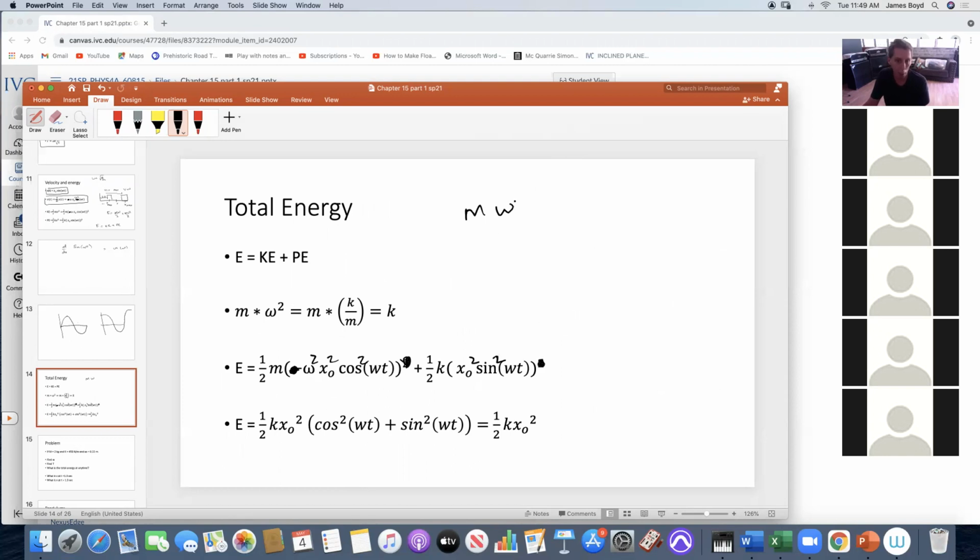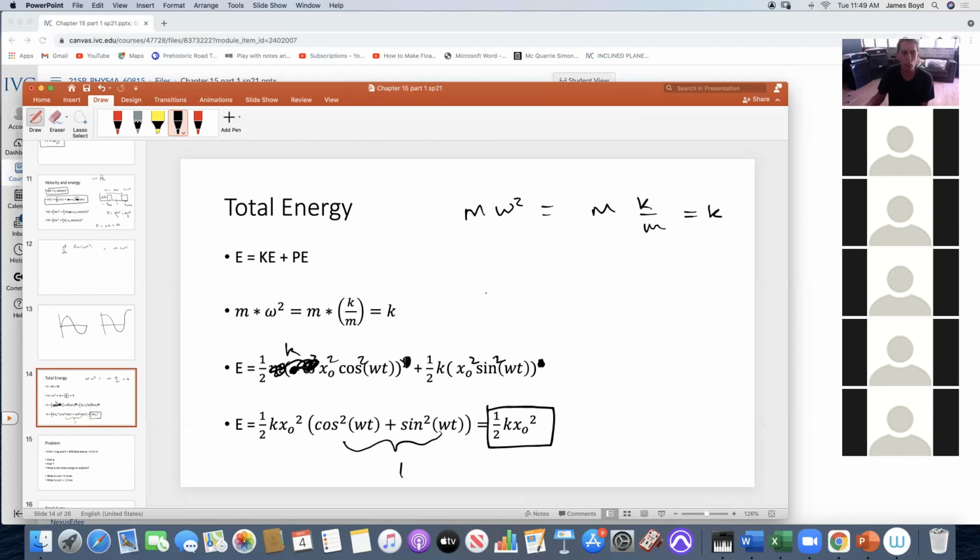Remember that m omega squared here would be m times k over m, which is just k. So this term just becomes k x naught squared cos squared, and this becomes k x naught squared sine squared. That is equal to 1. And you get that the total energy at any time is simply equal to your spring constant times your initial position squared times half.